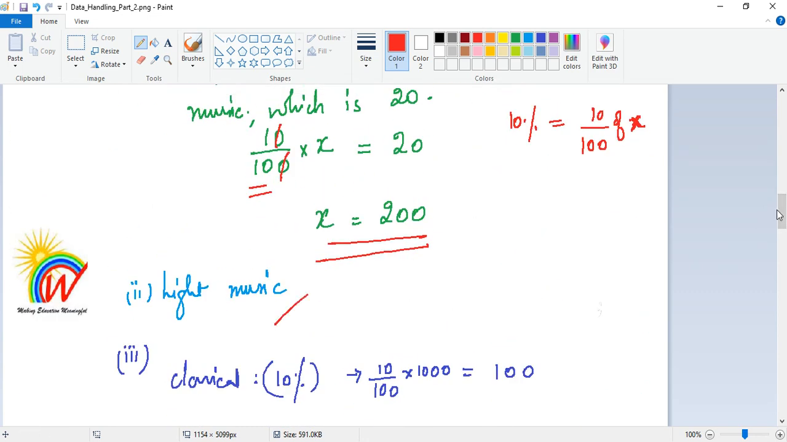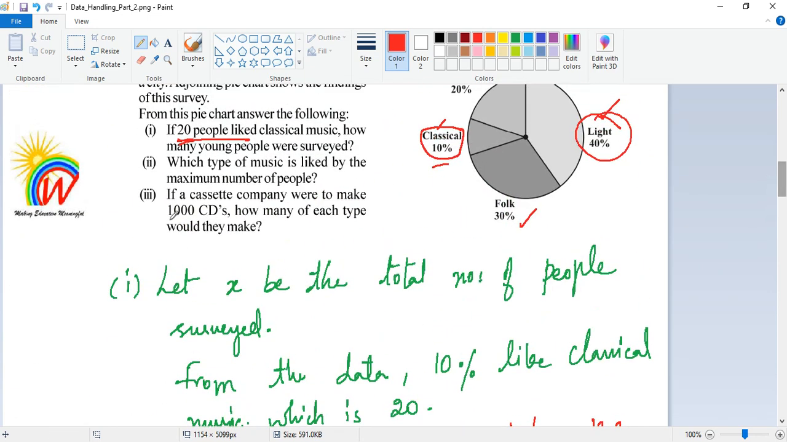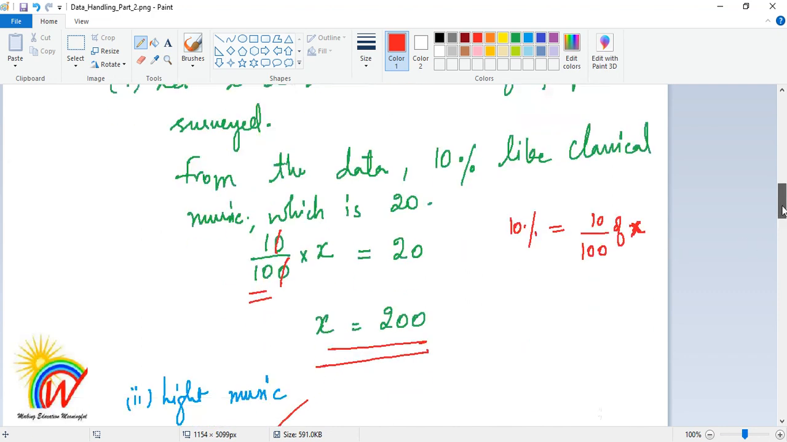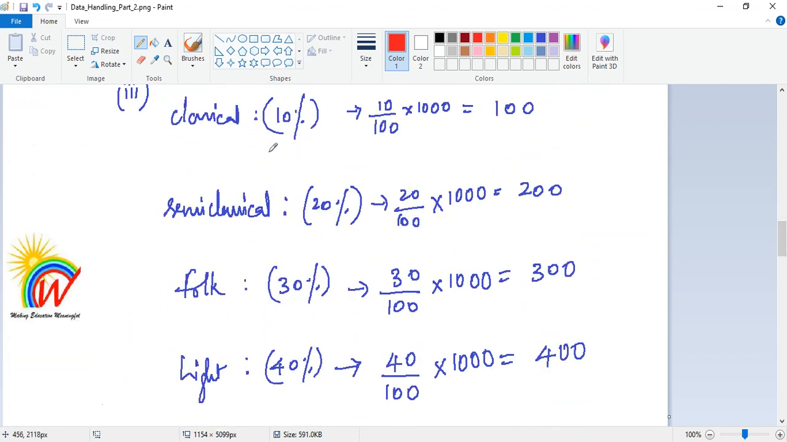Now the third one says, if a cassette company were to make 1000 CDs, so earlier we didn't know how many were surveyed, and we found out that 200 were surveyed. But now they are saying if 1000 of them were made, then how many of each type would they make? So we know classical is 10%, semi-classical 20%, folk 30%, and light music 40%, right?